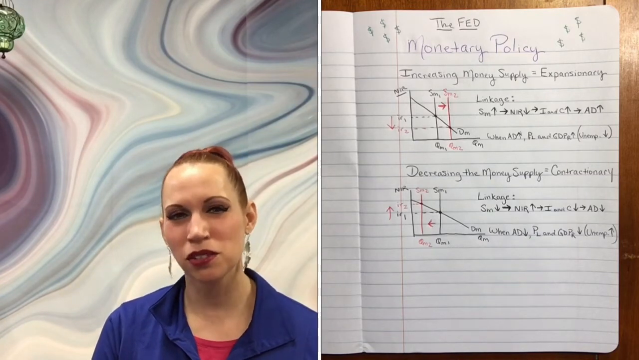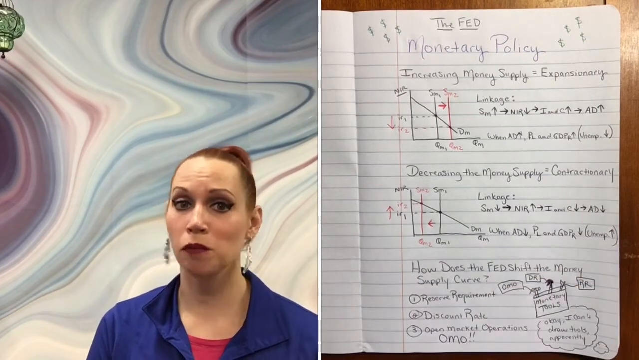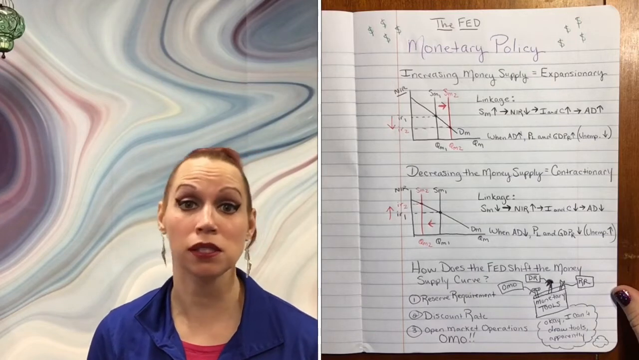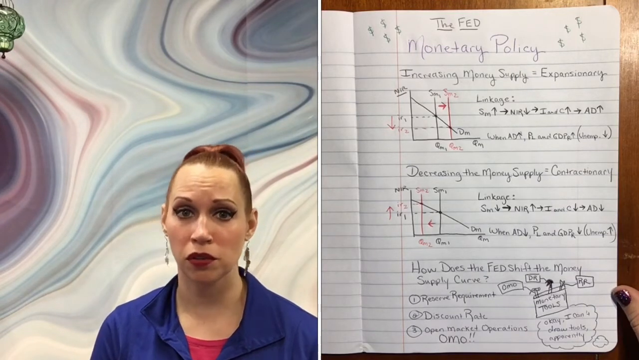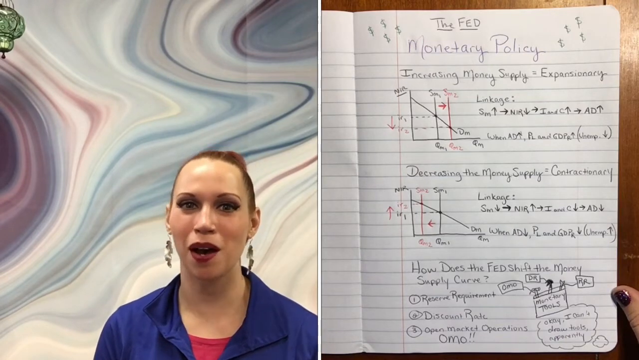But how does the Federal Reserve or a country's central bank shift this vertical money supply curve? Well, remember that there are basically three main tools in the monetary policy toolbox. There's going to be the reserve requirement, the discount rate, and their favorite, open market operations.